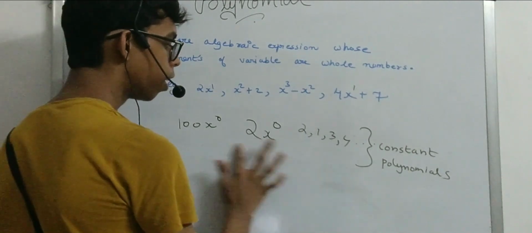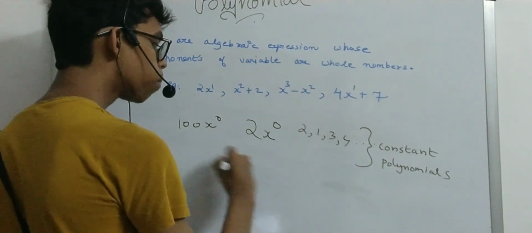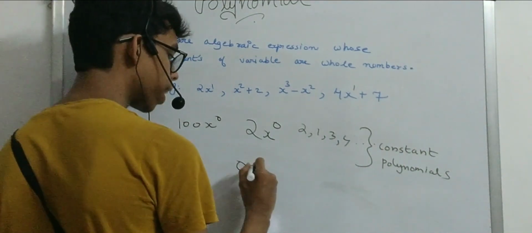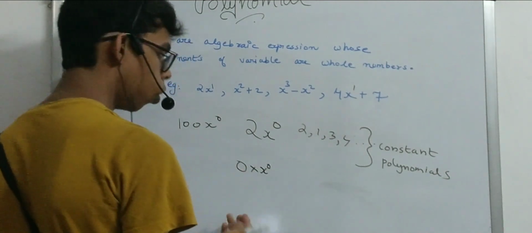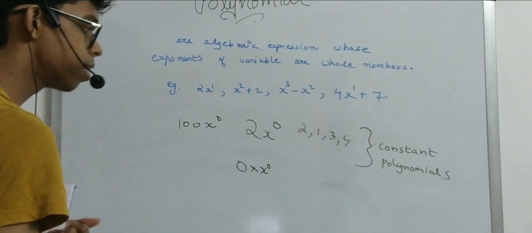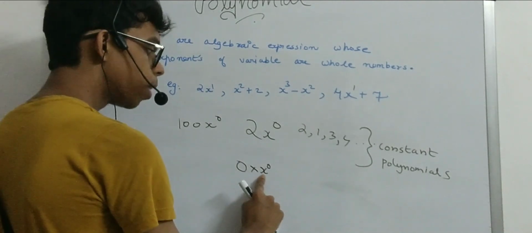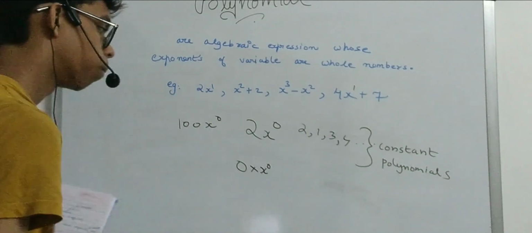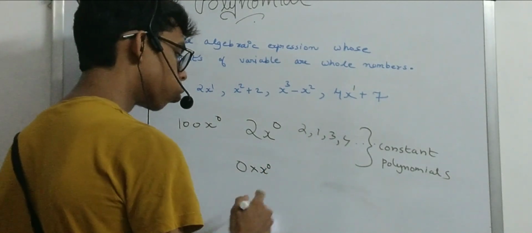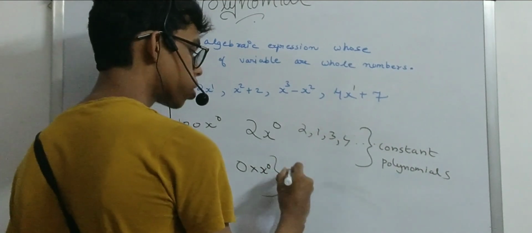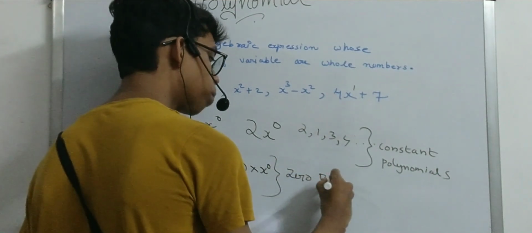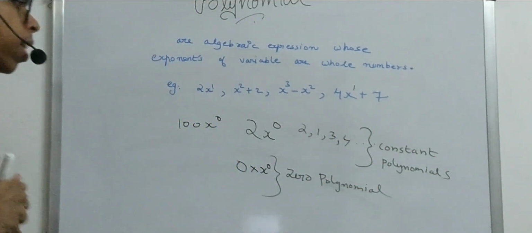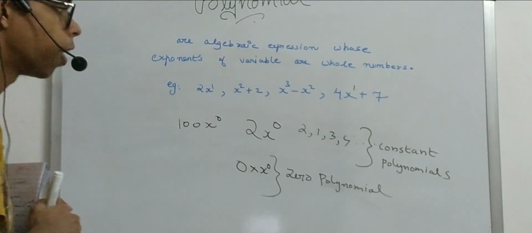Similarly, if I ask you, is 0 a polynomial? Again, yes, this 0 is a polynomial. Again we can write 0 into x raised to 0. We know any number times 0 is 0 itself. So if the variable can be written with a whole number as the power, definitely it will be a polynomial. So 0 is also a polynomial, and we call such a polynomial the zero polynomial. I hope it is clear.